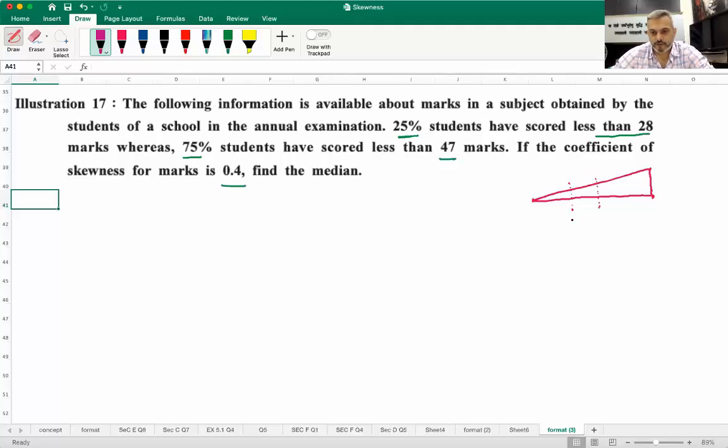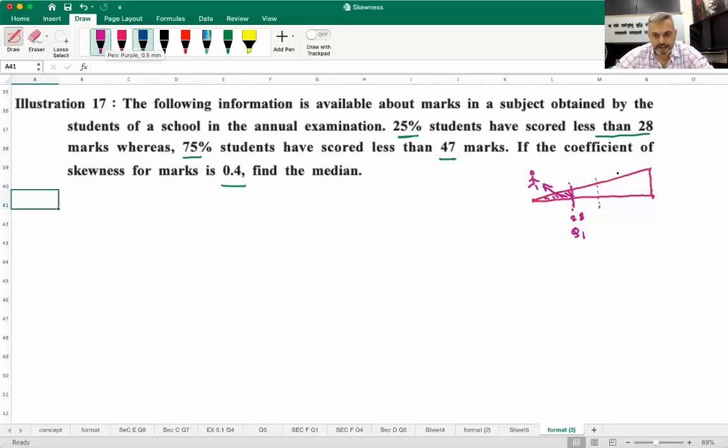So students scoring 28 marks will be somewhere over here. So this area is 25%. These students who are standing over here have scored less than 28 marks. So this becomes our Q1. And 75% of the students have scored less than 47 marks.